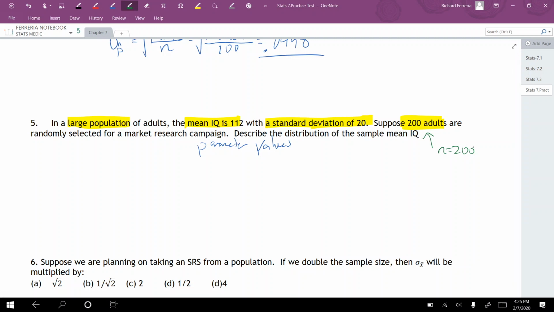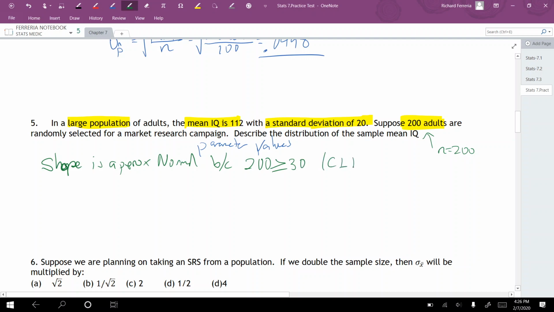So we're going to go through everything that we've done. The shape is going to be approximately normal. And we can say that's true because 200 is greater than or equal to 30. That is the central limit theorem. Okay. Center. The equation that you might have remembered was that the center of the sampling distribution for x bar is equal to the mu of the population. The mu of the population is 112, so then the center of our sampling distribution is also 112.